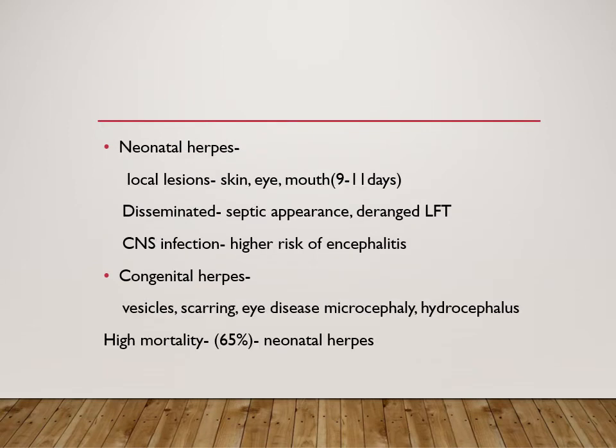In case of neonatal herpes, local lesions are seen on the skin, eye, mouth. It has been seen in children of 9 to 11 days. And when there is disseminated infection of this herpes, a septic appearance is there, and deranged liver function tests are there. In the CNS, there could be a higher risk of encephalitis. In case of congenital herpes, there could be vesicle formation, scarring, eye disease, microcephaly, and hydrocephalus. In case of neonatal herpes, high mortality, approximately 65%, is noticed.